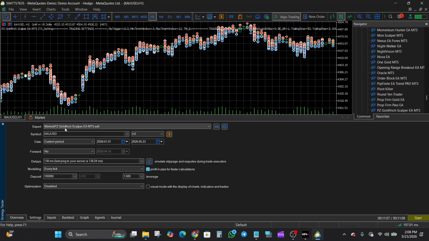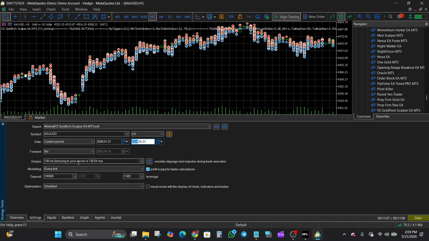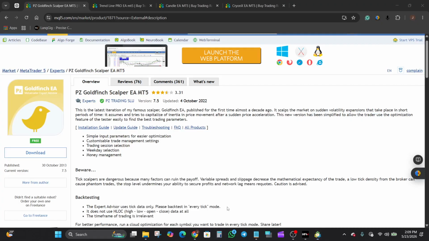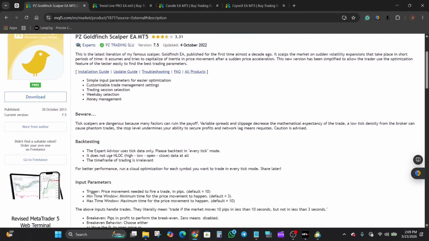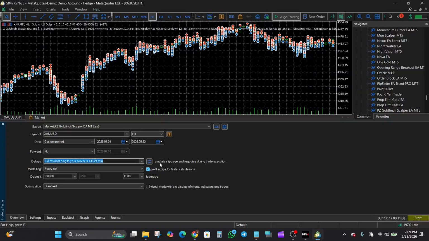And we can see this is the PZ Goldfinch Scalper EA. I have already run the test. The symbol is XAUUSD. We use the H1 time frame, and the period we tested the EA over is 1st January 2026, the beginning of this year till date. And then the delays, last ping to the server, I prefer to use that, for better accuracy. And then the every tick modeling, just like the information on the MQL5 Marketplace suggests. So we are using the every tick mode. And then this is the chart history.